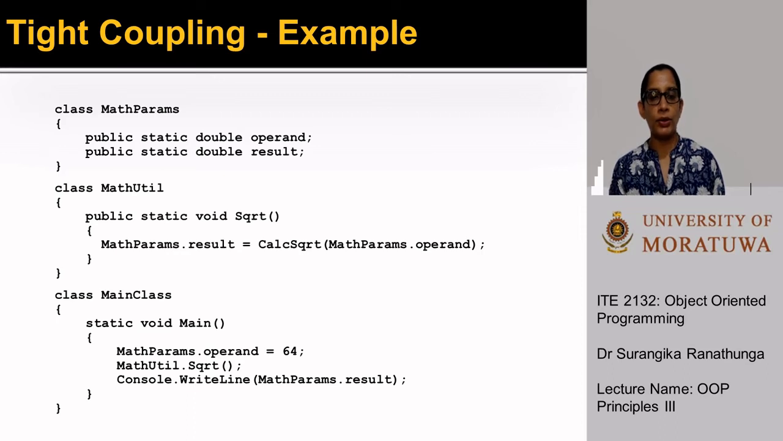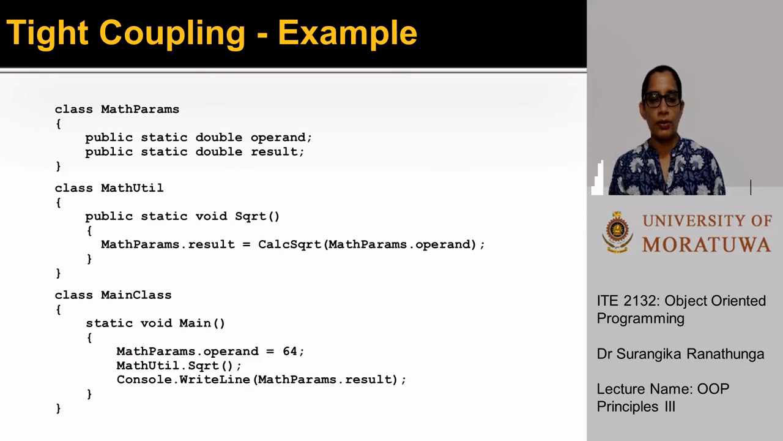As you can see, we can easily remove this math params operand access from the math util SQRT method if we simply pass this variable from the main method. On the other hand, if you want, you can simply remove the math params operand equals 64 statement in the main method, since SQRT is calling it anyway, we can simply omit it.